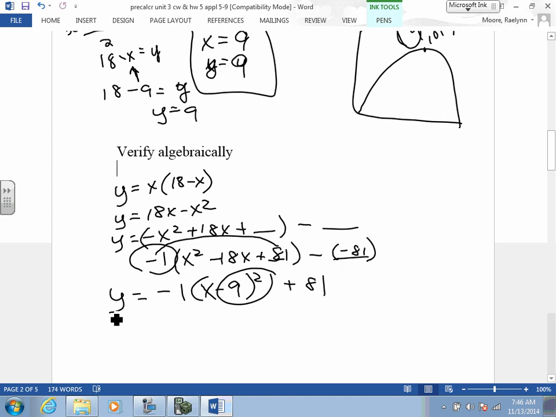So here's your vertex, your turning point, 9, 81. Isn't that what we found? Here's your 9, 81. Here's your vertex form. Now, we completed this square before, and all we did this time around was graph them, so that you actually can just find them on your calculator.